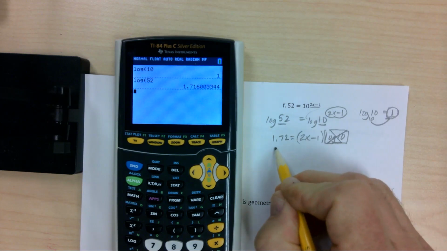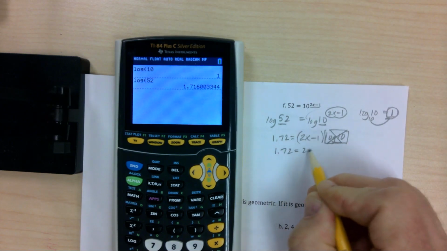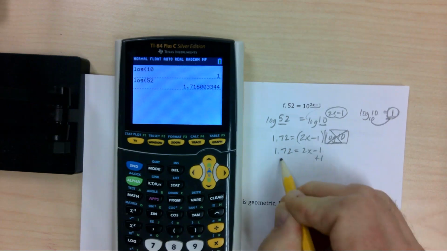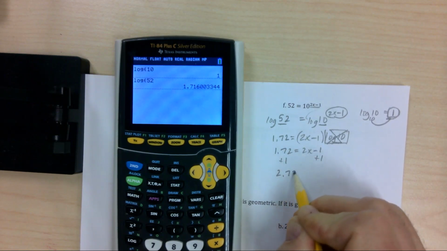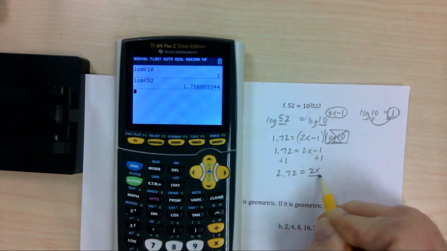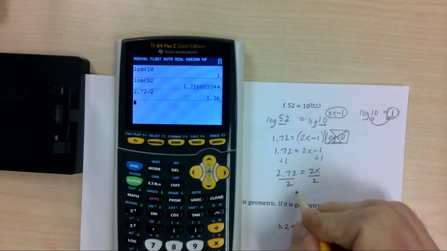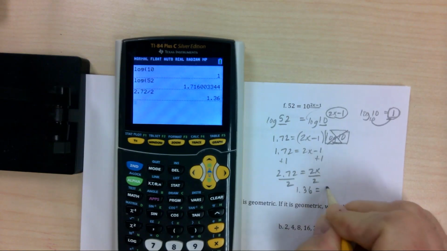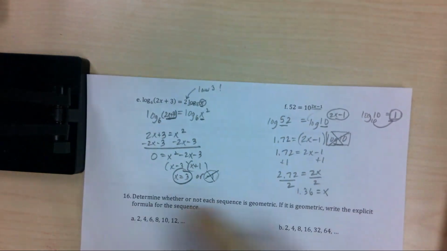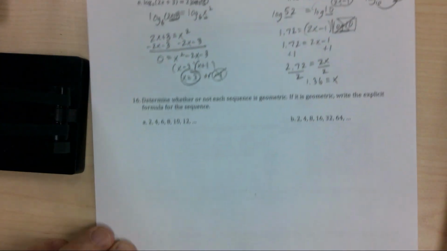So 1.72 equals 2x minus 1, add 1, add 1. 2.72 equals 2x, divide by 2, divide by 2. So 2.72 divided by 2 is 1.36 equals x. Now for these, I'm going to do a little something for you, and then I'll be right back.